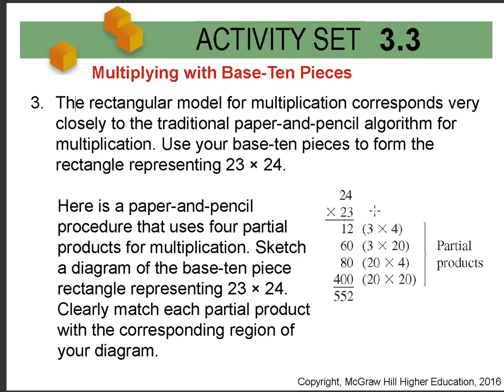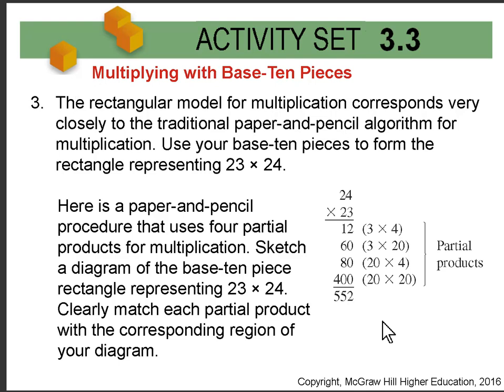So for example, we have 23 times 24 here. So we have 3 times 4, 12, 3 times 20, 60, 2, which is really 20, times 4, 80, and 20 times 20, 400. Then we add them all up. These are called partial products. These are the 4 partial products of the traditional or standard paper and pencil algorithm.